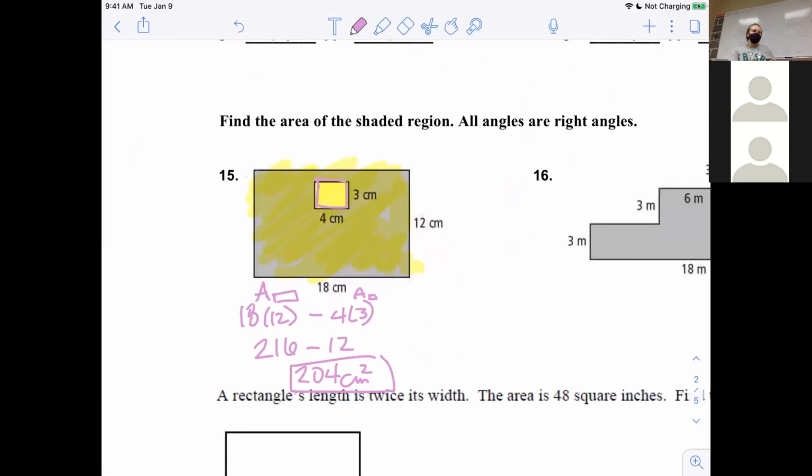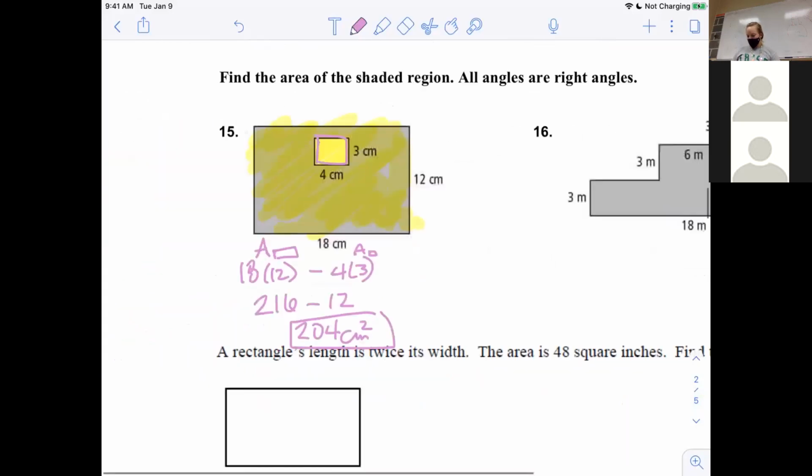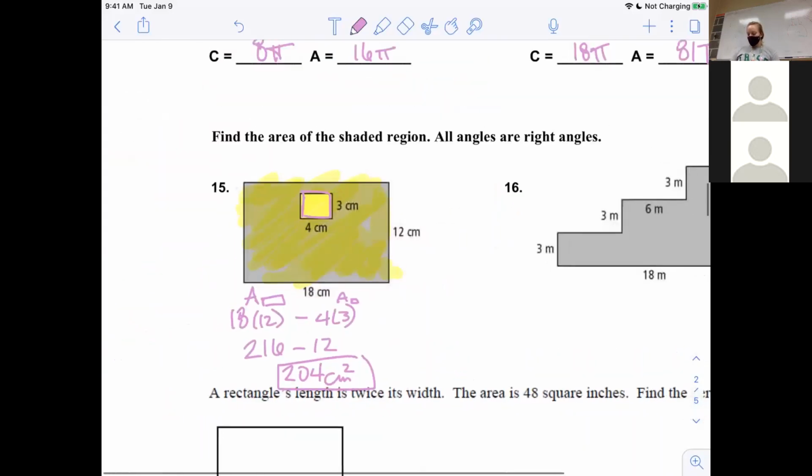We doing okay? Am I moving too fast? No, we're at a good pace. Okay. 16 is very similar. Yes, Maddie? Awesome question. When we use area, area is always squared. Perimeter is never squared. And then if we go farther, volume is always cubed. So those are just kind of rules of thumb.